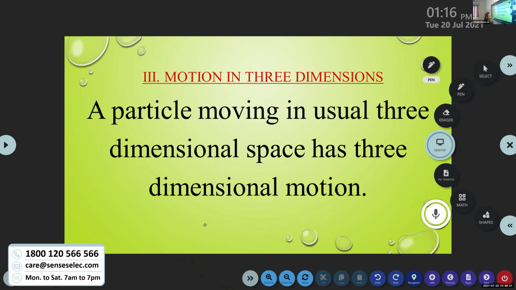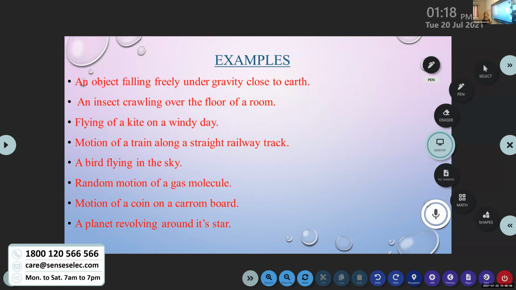Okay, so here I will give you some examples. Can you identify the type of motion in each case? It is either 1 dimension, 2 dimension or 3 dimension. The first one is an object falling freely under gravity close to earth, an insect crawling over the floor of a room, flying of a kite on a windy day, motion of a train along a straight railway track, a bird flying in the sky, random motion of a gas molecule, motion of a coin on a carom board, a planet revolving around its star. Identify the type of motion in each case.